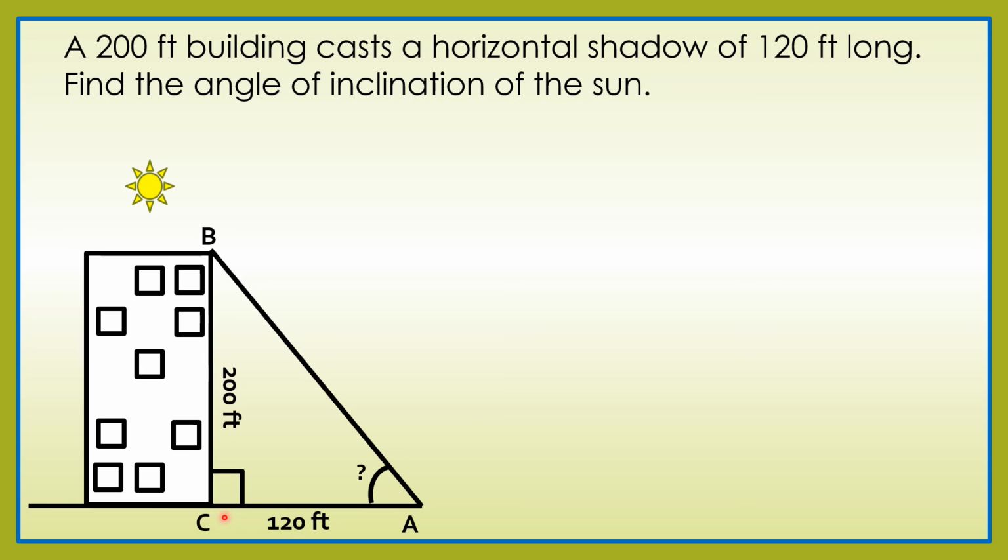So, sa right triangle ABC, ang given are CB, which is 200 feet. Ang AC is 120 feet. So, ang unknown natin is angle A. So, let us use yung reference angle na angle A. So, kapag angle A ang ating reference angle, yung AC that is adjacent. At yung CB is the opposite.